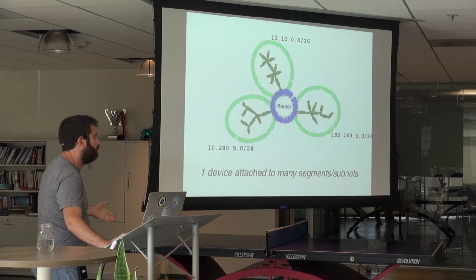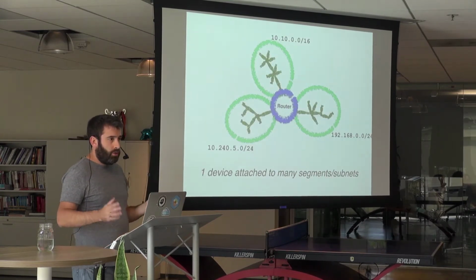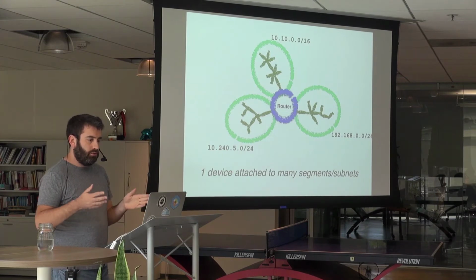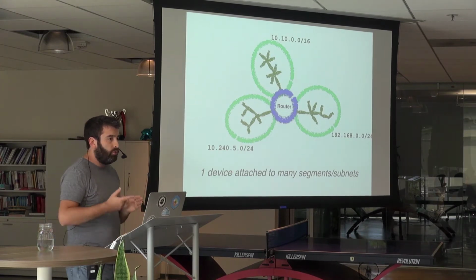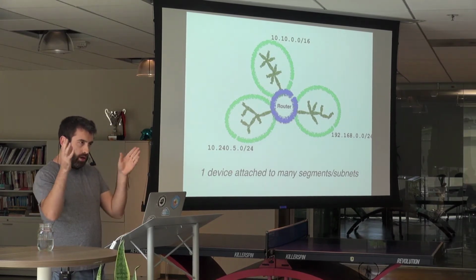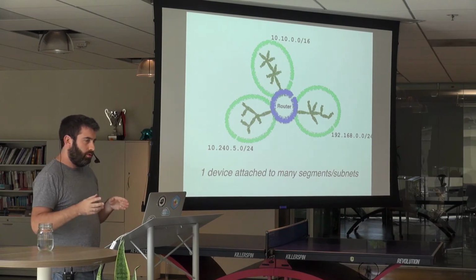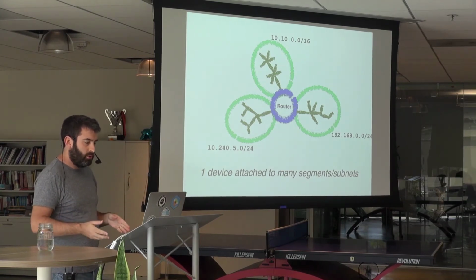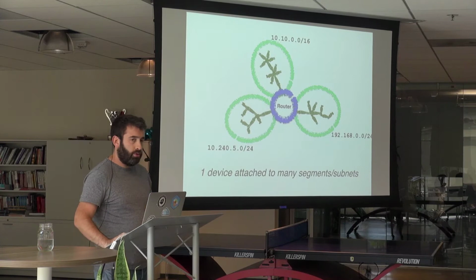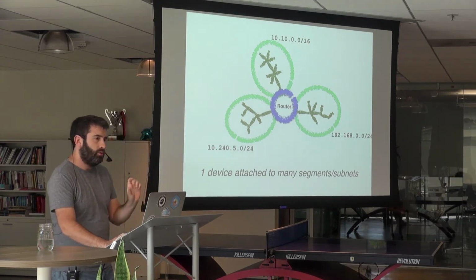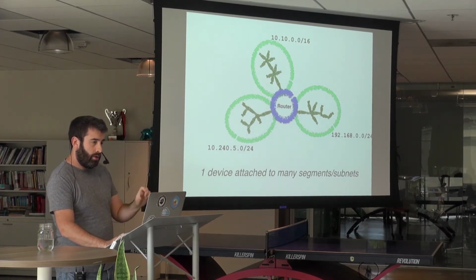So what's this router? This router is one network device that's attached to many segments. The router will forward IP packets, that inner blue thing, but it won't forward layer 2 packets. It won't forward Ethernet frames, and it won't forward layer 2 broadcasts. And that's the difference between a switch and a router.